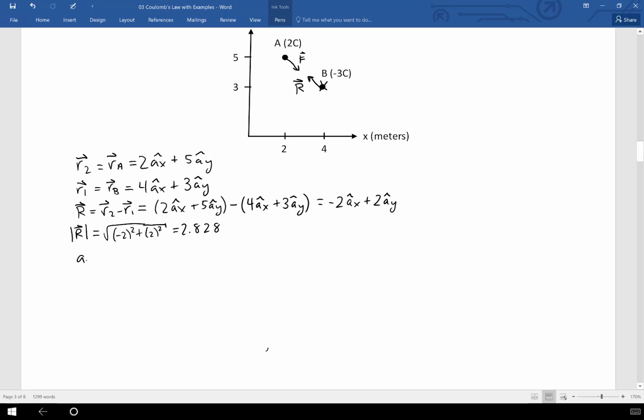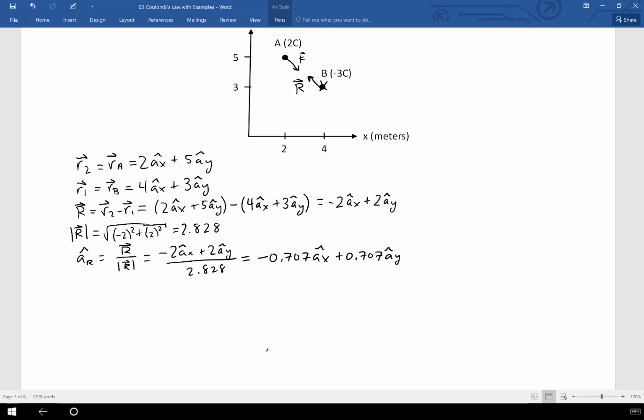2.828, and therefore A sub R is just going to be R divided by the magnitude of R, which is negative 2 A sub x plus 2 A sub y divided by 2.828, which it turns out is minus 0.707 A sub x plus 0.707 A sub y. So that's the direction of the force, and that's the unit vector that's pointing in the direction.